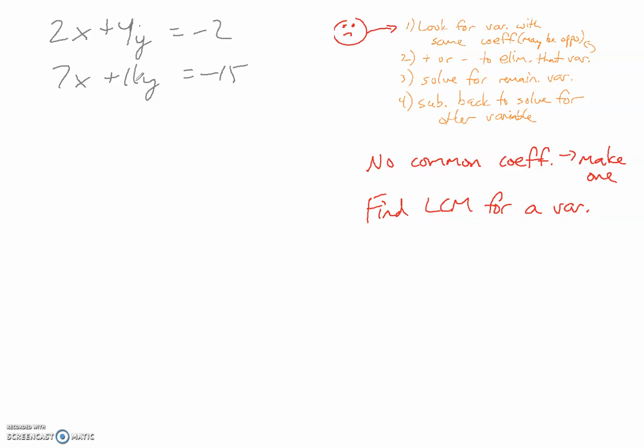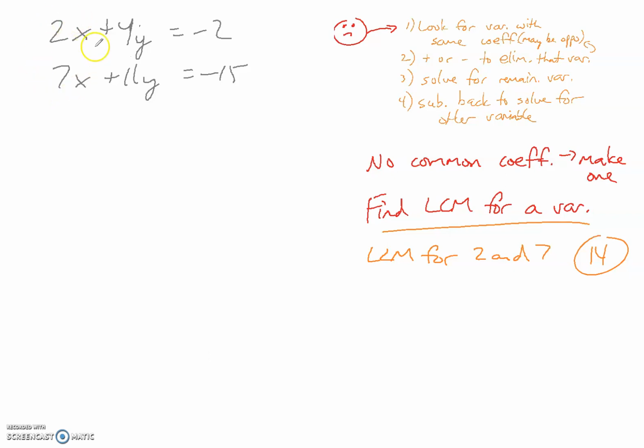Okay, so this is when it's the same idea, but we have to look at it a little bit differently. This is where we have to do the whole LCM thing again, find the LCM for a variable. You can use the 4 and the 11, or you can use the 2 and the 7. I'm going to use the 2 and the 7. If I find the LCM for 2 and 7, the smallest number they both go into is 14. Okay, so that's my LCM for 2 and 7.